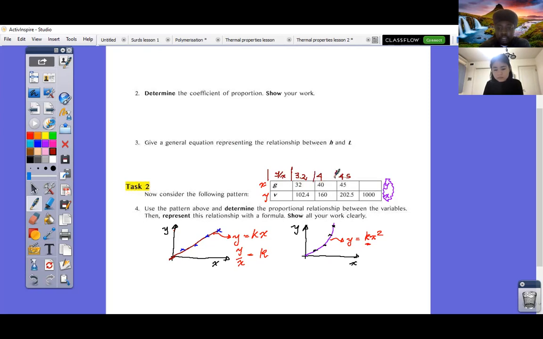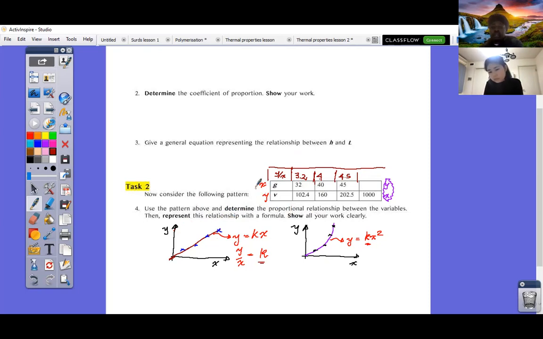And I'm just going to put this in tabulated form. So this somehow is telling me it's not necessarily y over x equals k, because the k I'm finding here is not constant. It's 3, then it's 4, and possibly over here, it might be 5 point something. So what could I then try? Use the pattern and determine the proportion between the variables, and then represent this relationship with a formula.